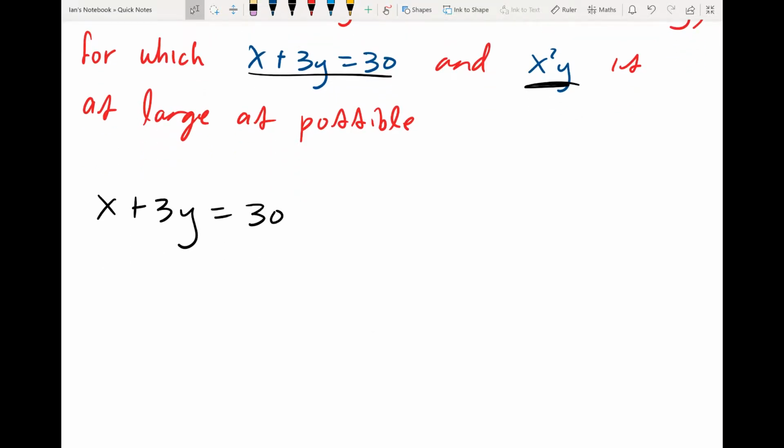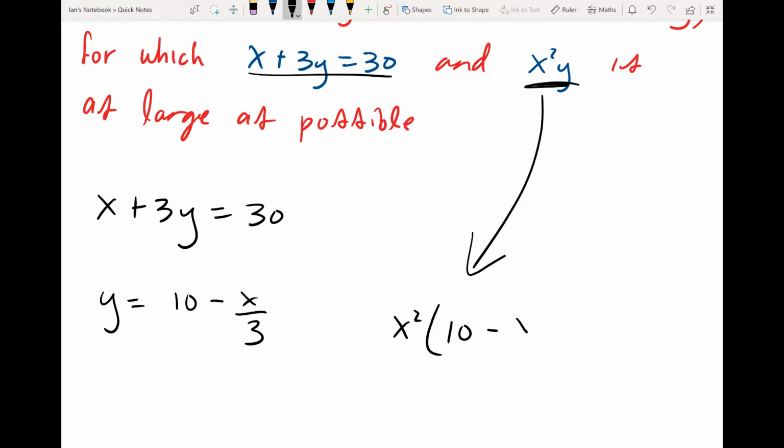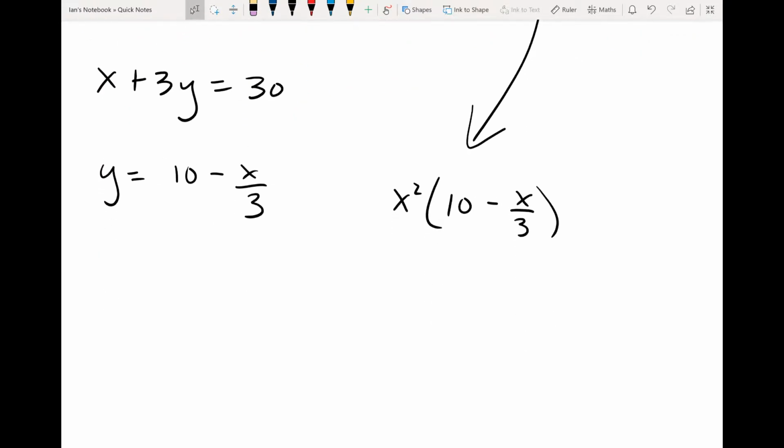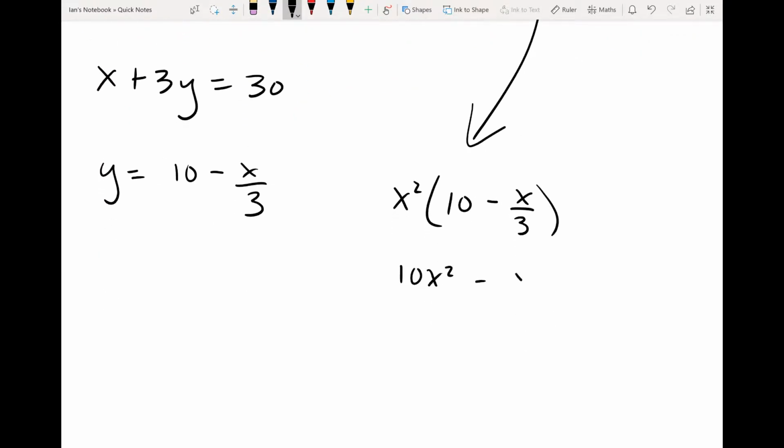So the first thing we would do is isolate for one of the variables, either x or y. I'm going to isolate for y since it would be easier, because you're going to have to end up squaring if you substitute for your x. So that means that y is equal to (10 minus x) over 3. It's just bringing it over, dividing by 3. So we can go into this equation now. We can say we have x squared times (10 minus x) over 3, which is (10x squared minus x cubed) over 3.